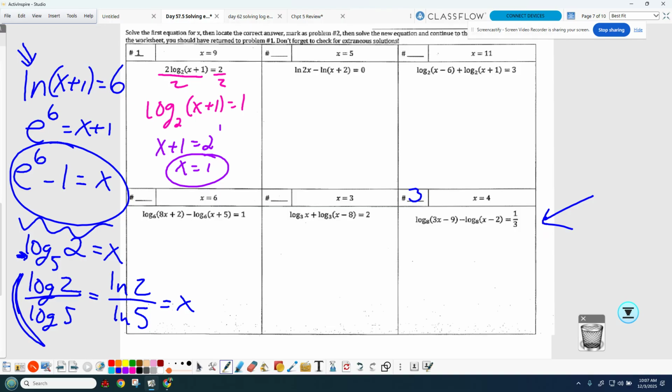I added log, log of the second log, on the other side. Oh, that's really hard to do. Is it? Because I have a number and a log. I can't combine numbers and logs together. Do this combined first: 3x minus 9 divided by x minus 2. Because I saw that on your paper, which is the better first move.